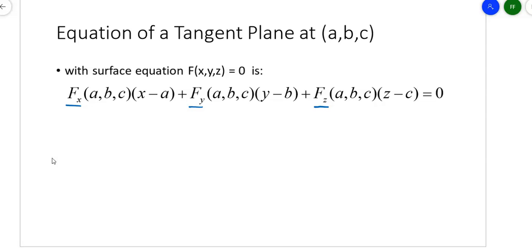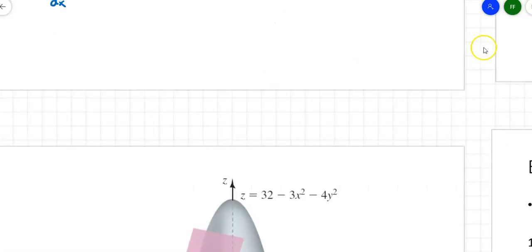Where are you going to evaluate it? You're going to evaluate it at a point. So this a, b, c is a point. And just like in 2 dimensions, we have x minus the x coordinate and y minus the y coordinate, except now we also have z minus the z coordinate. So we'll define it this way, and then we'll define it explicitly as z is a function of x and y. All right, let's take a look at an example.